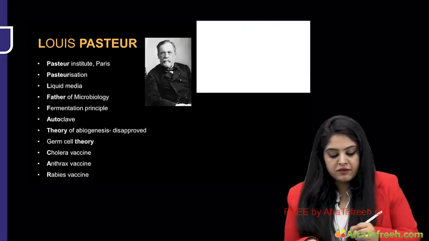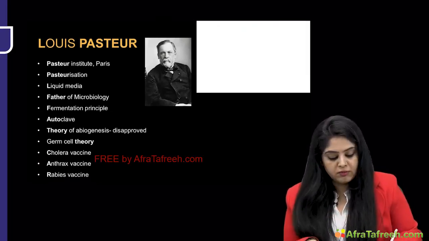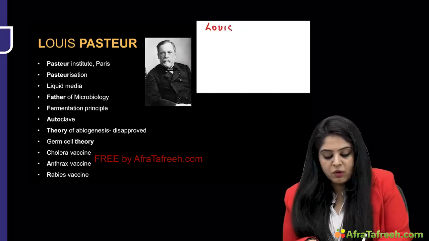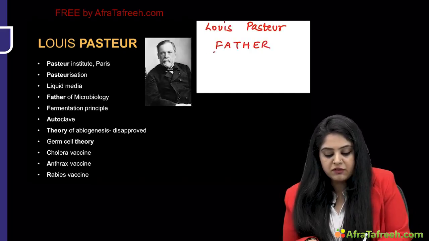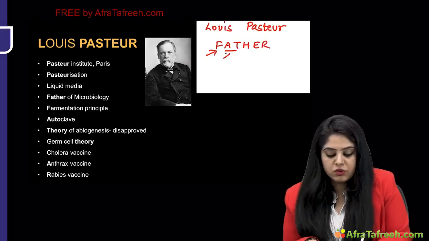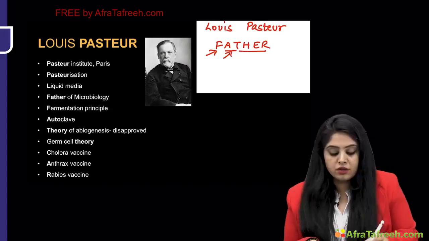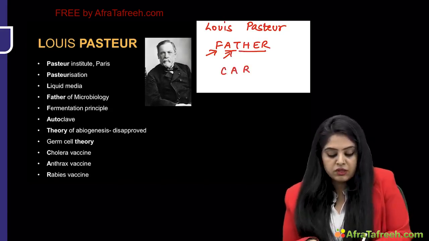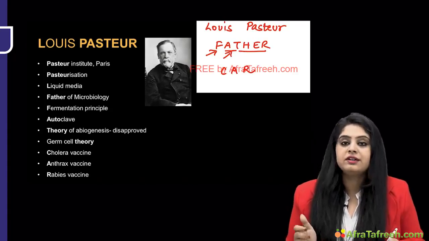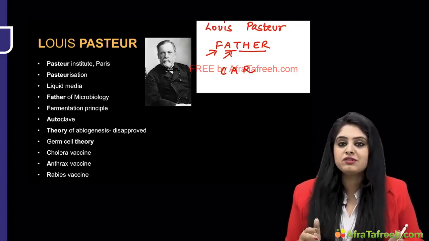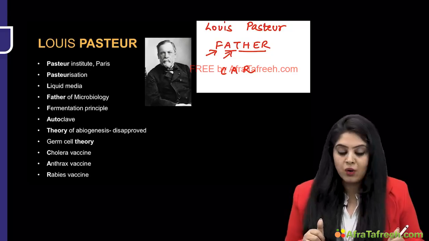So all in all, if you want to do a very quick recap of all the mnemonics, first and foremost, the mnemonic is going to be as per his name, that is Louis Pasteur. The second mnemonic is that he's said to be the father, so he gave us the fermentation principle, he gave us the autoclave, and he was associated with a lot of theories. And father has gone in the car, so he's given us cholera, anthrax and rabies vaccine. So I think Louis Pasteur sir is now remembered by all.